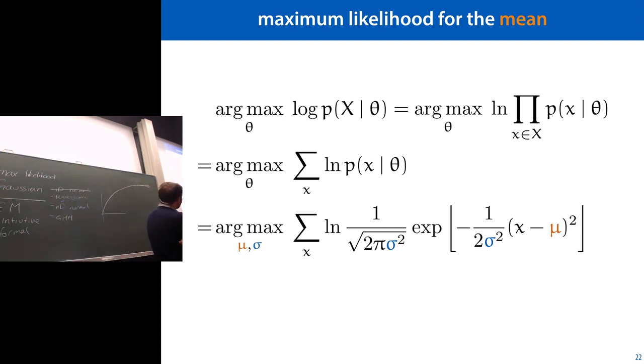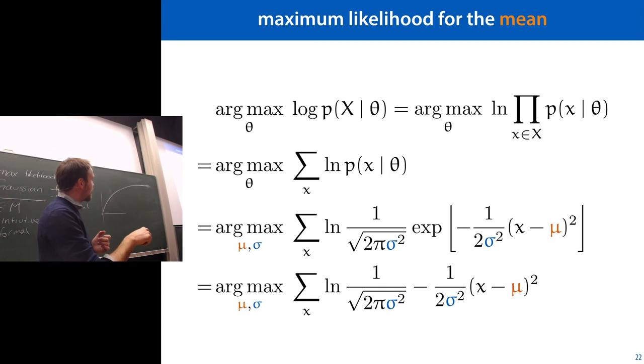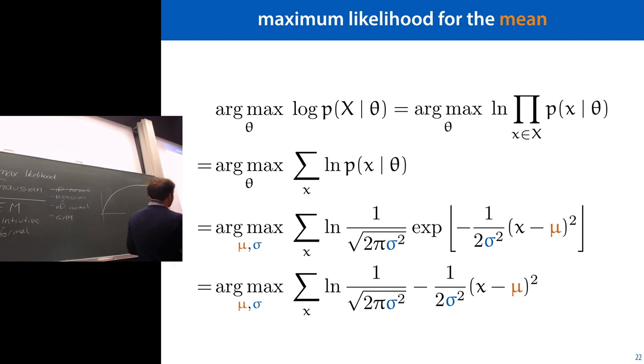If we take the logarithm in, we have the product of this bit times this bit. So we take that out of the logarithm, and then we get the logarithm of this bit plus the logarithm of this bit. And on the second bit, the logarithm cancels out against the exponential. So we get the logarithm of this normalizing constant, or this normalizing part of the function, minus the bit in the exponent. And that's what we're trying to maximize.